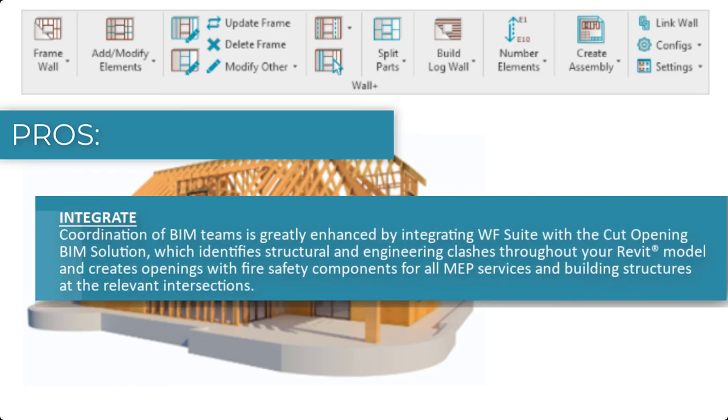Next is integration. Coordination of BIM teams is greatly enhanced by integrating wood framing with the cut opening BIM solution, which identifies structural and engineering clashes throughout your Revit model and creates openings with fire safety components for all the MEP services and building structure at relevant intersections.